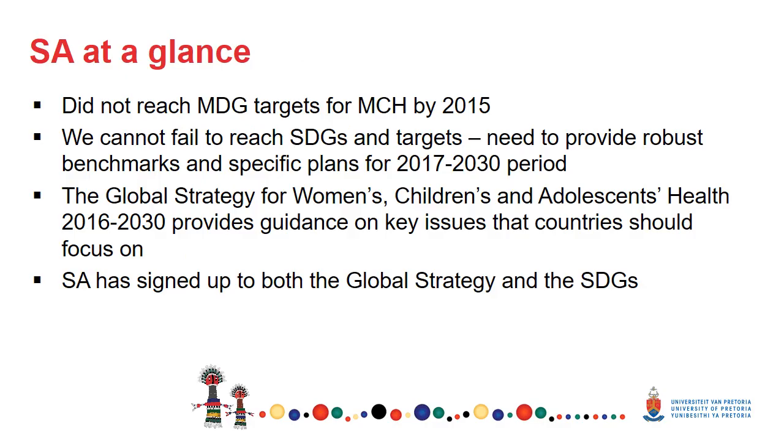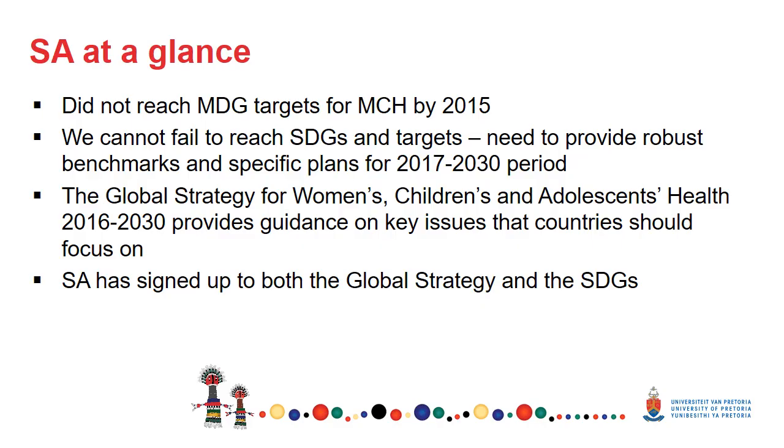As a way of reflecting on where we are currently, we do know as a matter of fact that South Africa did not reach the Millennium Development Goals for mother and child health, for which the target was to be reached by 2015. But more importantly, South Africa cannot now afford to fail to reach the Sustainable Development Goals and their targets, and in this regard we need to provide robust benchmarks to be able to monitor our progress towards achieving the SDGs.